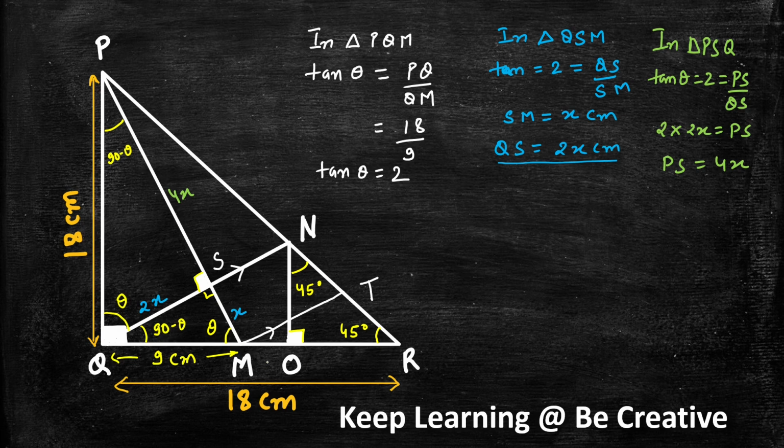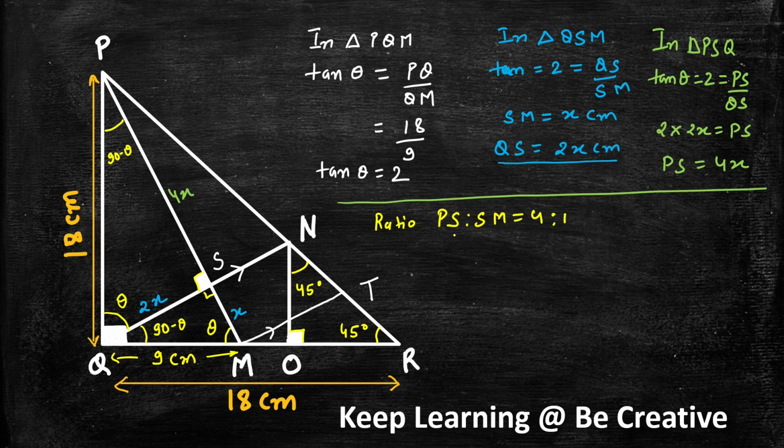ratio of PS to SM. So it's very clear that PS is 4x and SM is x. So from here I can write that the ratio of PS to SM is equal to 4:1. Okay, and what is the ratio QM to MR? Let me write that also, so that when I apply it, you can understand easily. QM to MR is equal to 1:1, as M is the midpoint of QR.